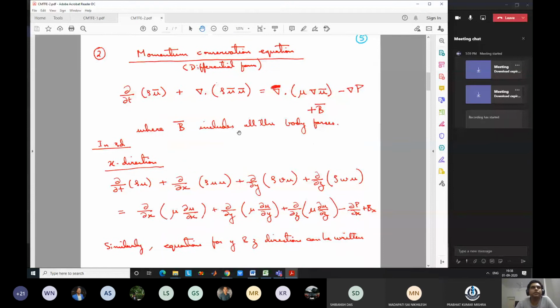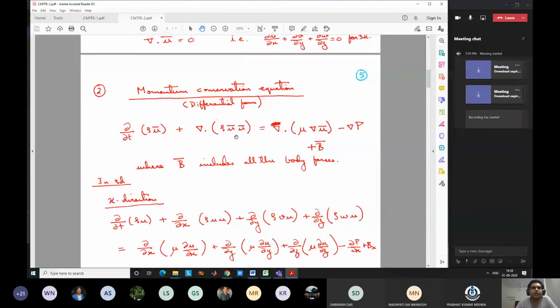In 3D, we will have three equations, because we have these two u terms here. Actually, it's like a matrix. So you have three equations. What are the three equations?